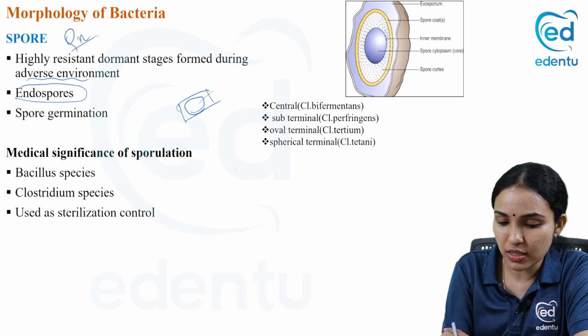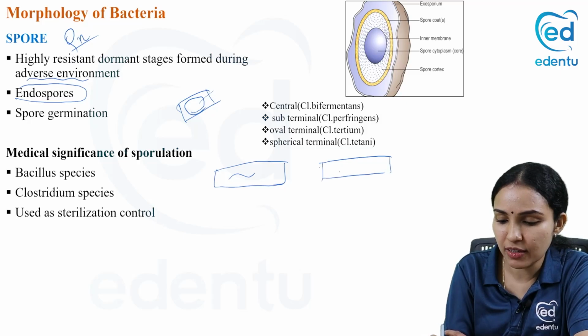So suppose this is a bacteria, there is a DNA, then what happens is this DNA will multiply forming two copies and a septum forms between the two, and the septum will invade into this layer forming a spore. So this part of the mother cell is called as sporangium, and this is the spore region.